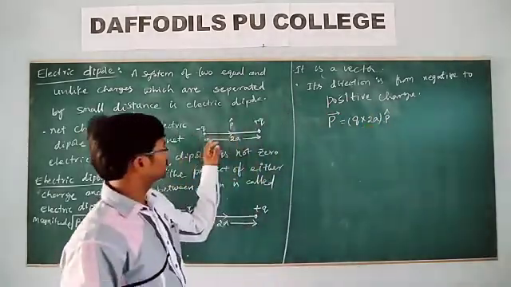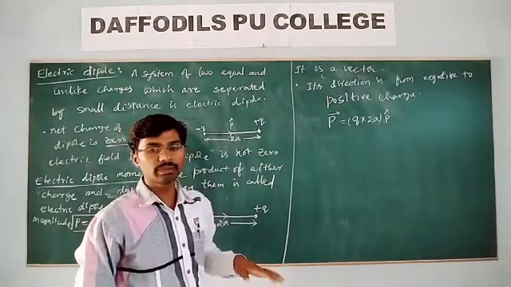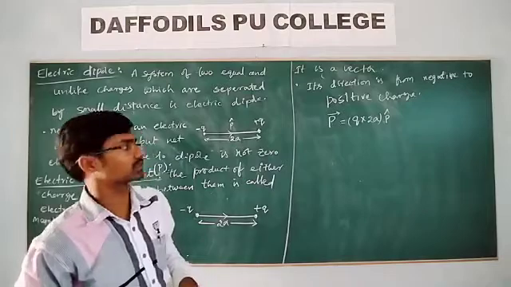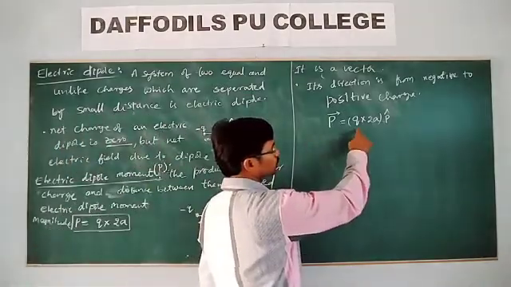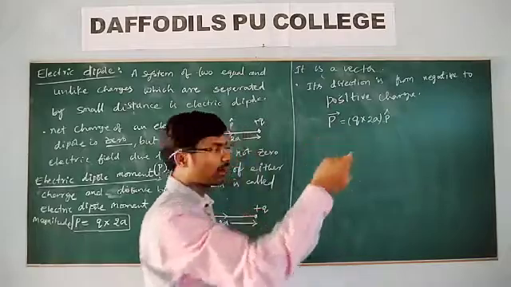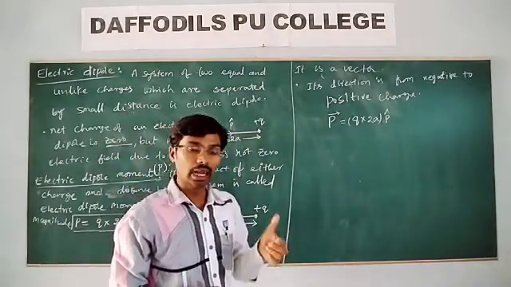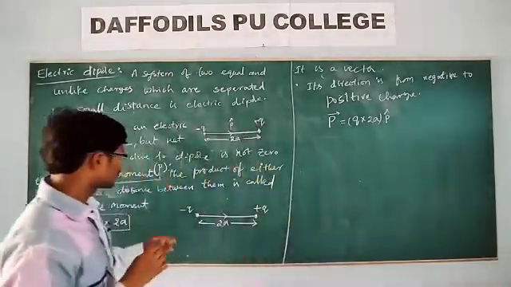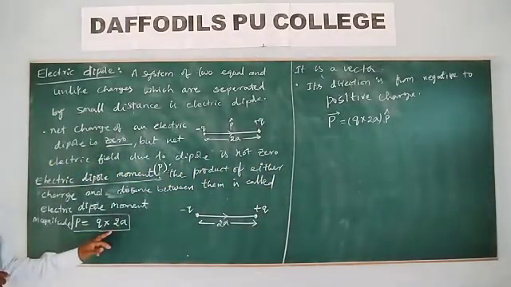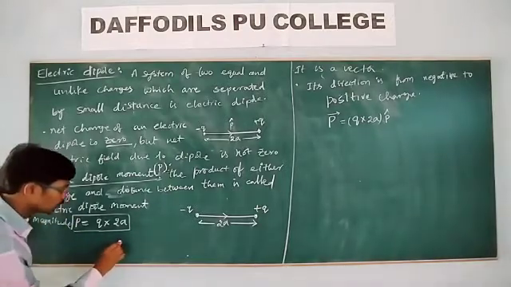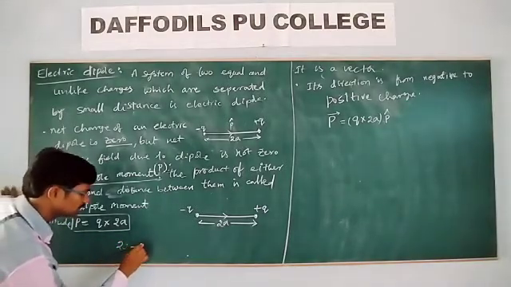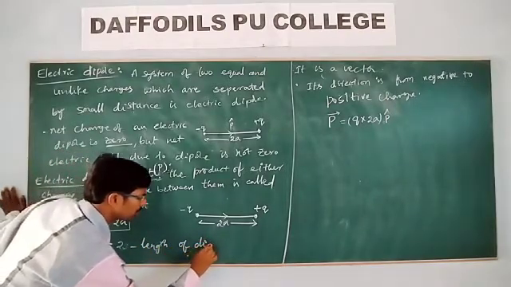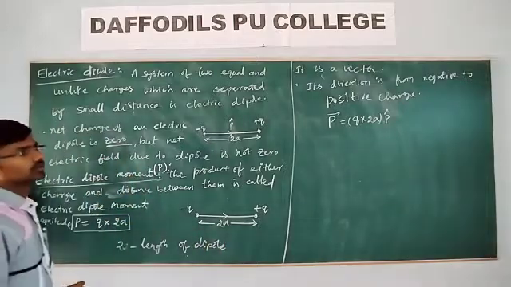P cap is a unit vector in the direction of the dipole moment. You can write P bar is equal to Q into 2a bar, where 2a is the length, the element of the length of the dipole. So remember here, what is 2a? 2a is nothing but the length of the dipole.